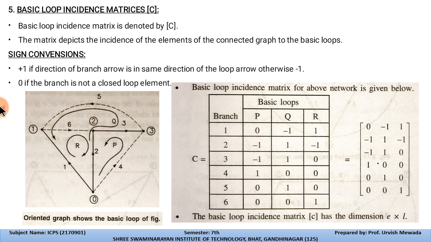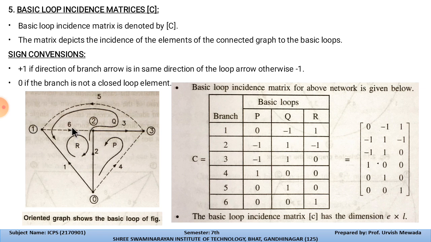So this matrix depicts the incidences of the elements of the connected graph to the basic loop. It means the graph which is connected with the particular element in the basic loop. So in this loop, I am pointing out this loop, there is no connection of element number 4 with this loop. So we will check the relation between the loop direction and the elements.